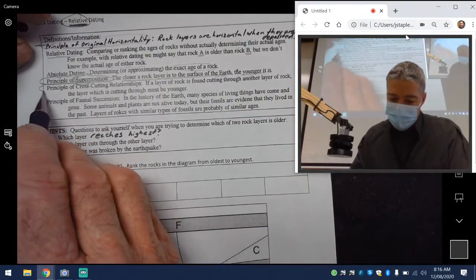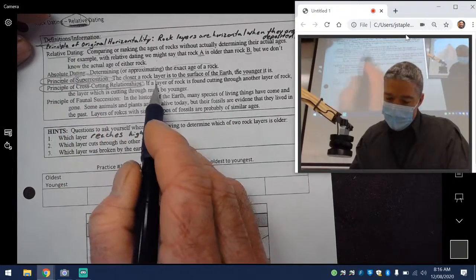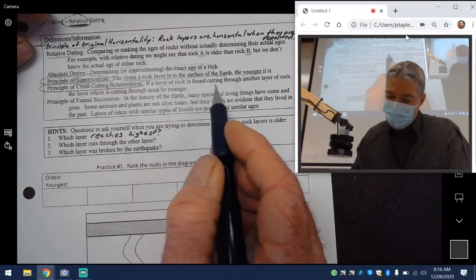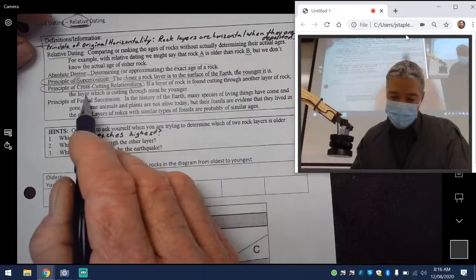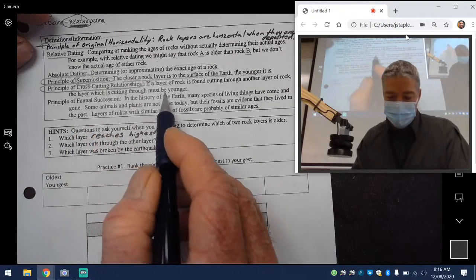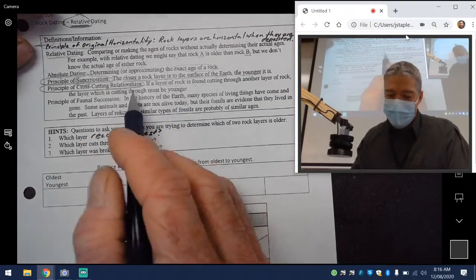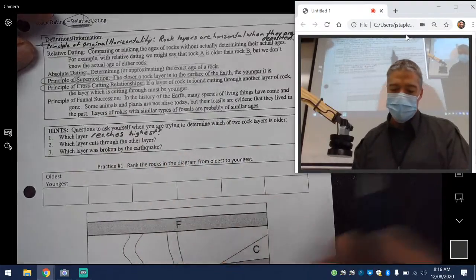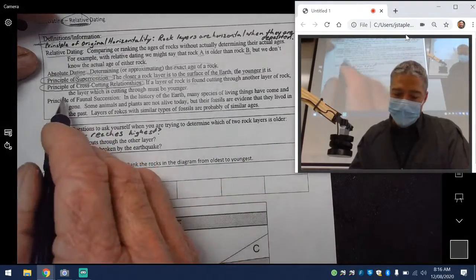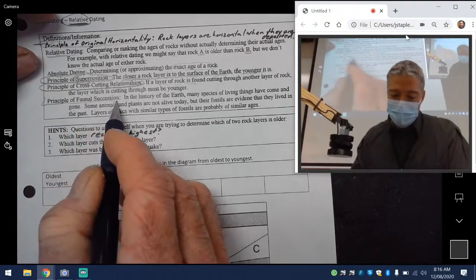Principle of cross-cutting relationships. This is an important one. If a layer of rock is found cutting through another rock layer, the layer which is cutting must be the younger one. And it doesn't have to be a rock that's cutting through one. It could be something else. And then this may be important later.